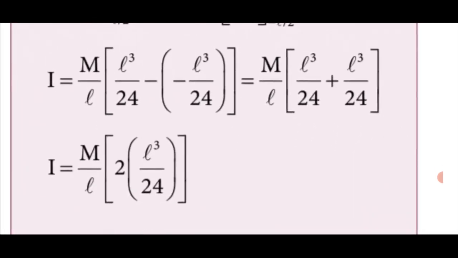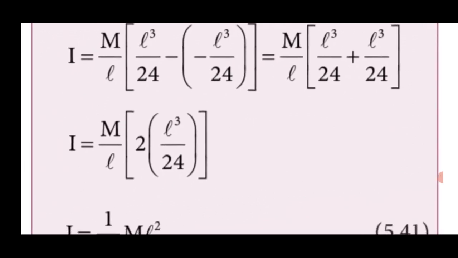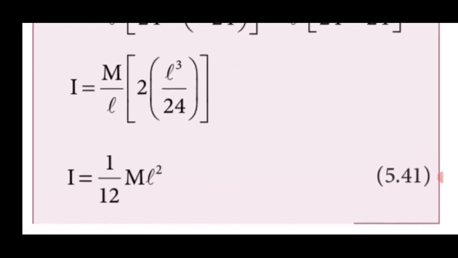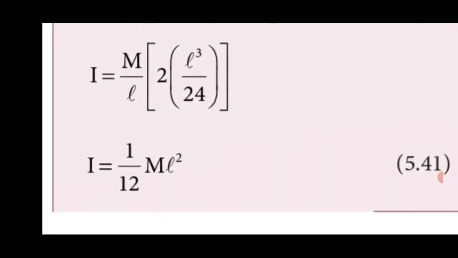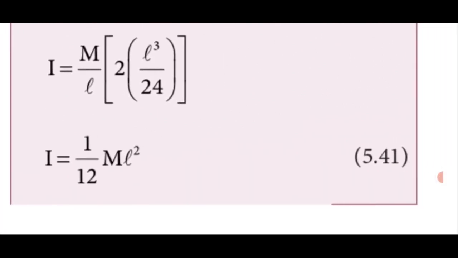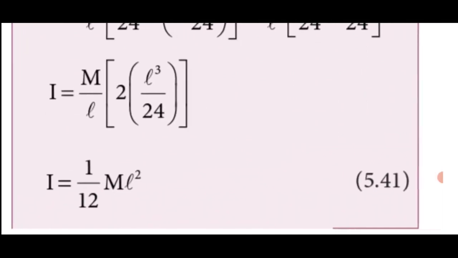Taking the two L cubes, we get 2 times L cube by 24. So I is equal to M by L times 2 L cube by 24. The 2 into 24 cancels to give 1 by 12. Also, one L is outside and there is L cube, so one L cancels, and we get M L square. So 1 by 12 M L square is our final equation. Understood? It is a very easy one.